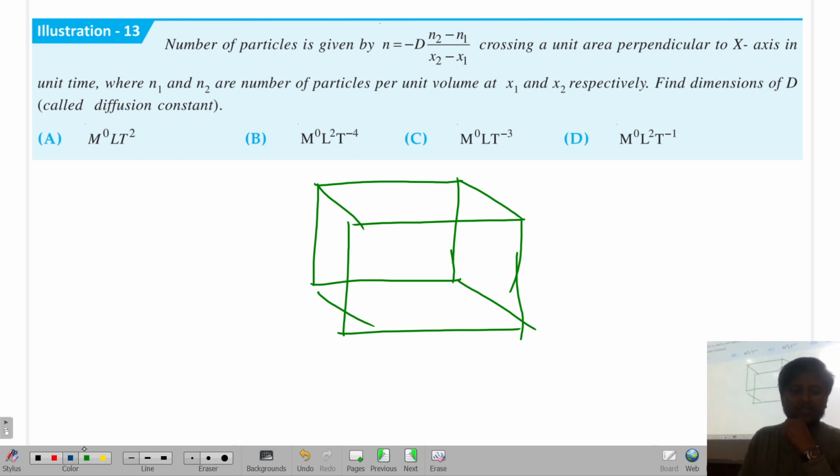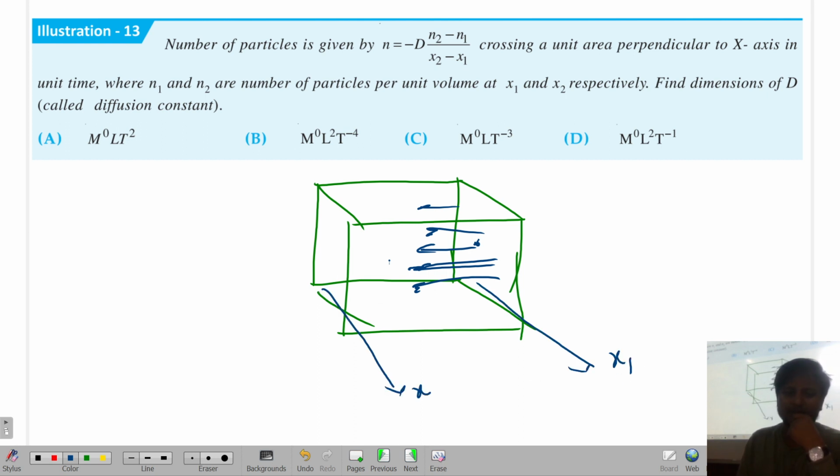Okay, now look over here. Please try to see what is going to happen. Let's suppose I burn something over here. The particles from this region will intermix with the molecules over here. Let's suppose this axis is x1 and this is x2. Particles over here were n1. Particles have become n2 over here after mixing with air. Then the number of particles which has intermixed is given as n is equal to minus D times n2 minus n1 divided by x2 minus x1.